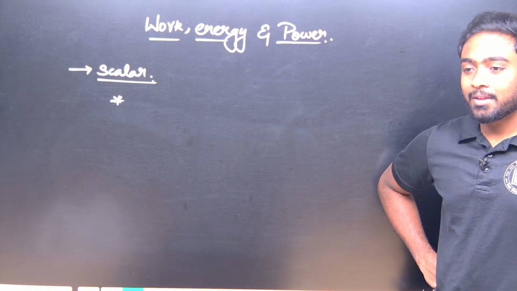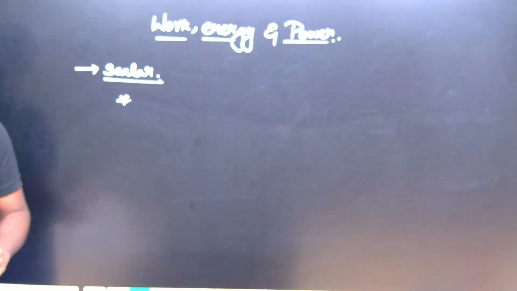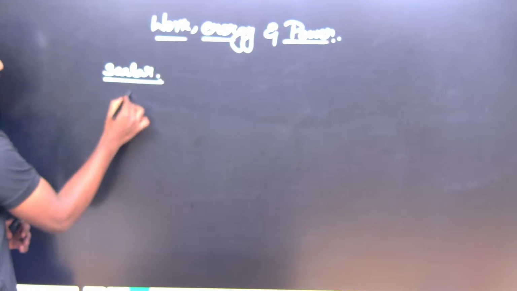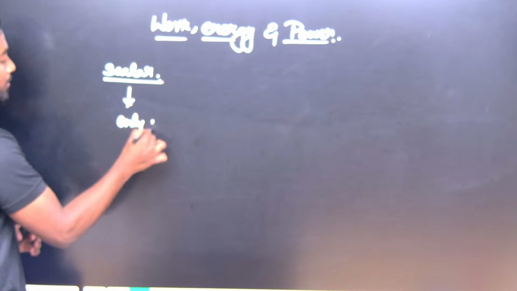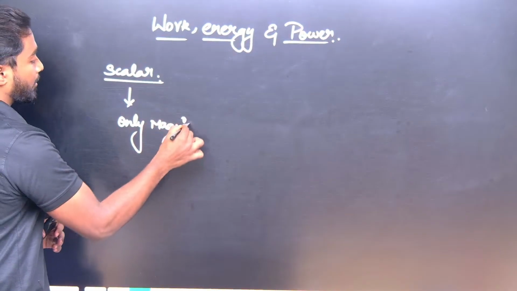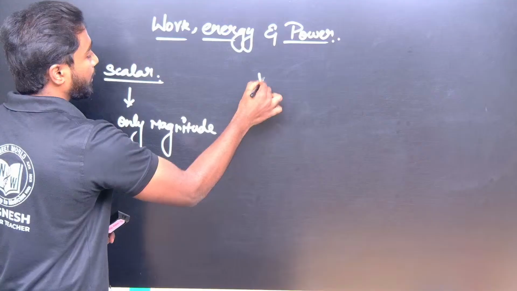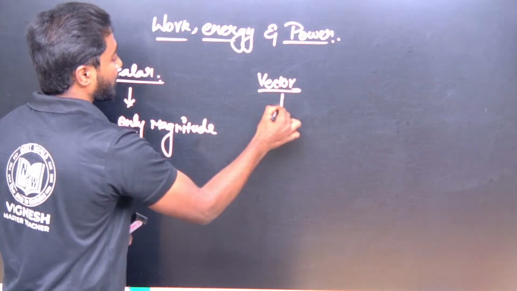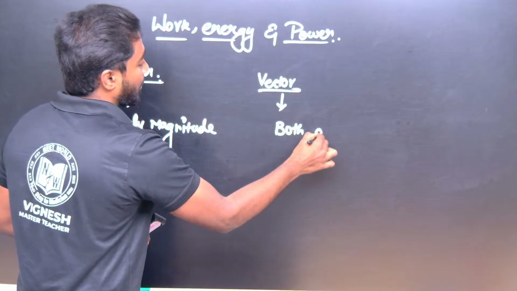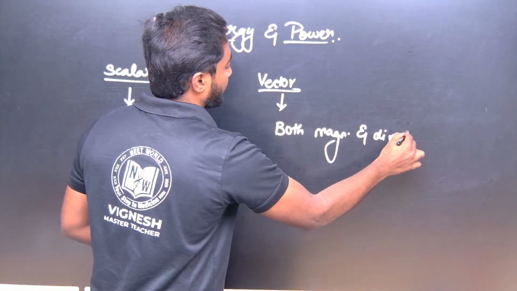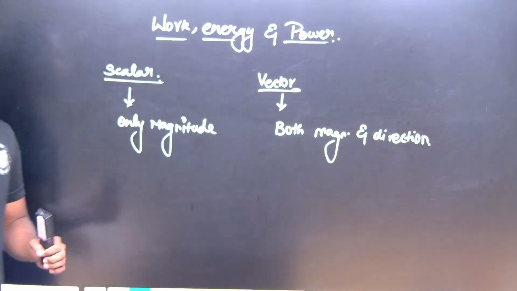So vectors and scalar. What is scalar? Only magnitude, no direction for that. When I talk about a vector, it is both magnitude and direction, right? So when we are talking about a scalar, it means only numbers will be there. So only magnitude. When I talk about a vector, both magnitude and direction.